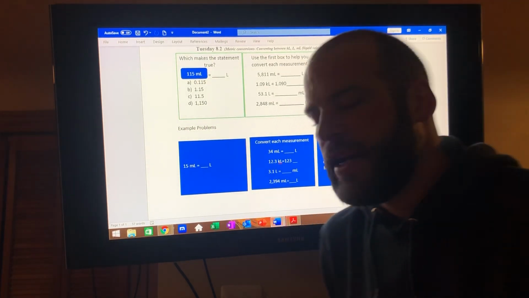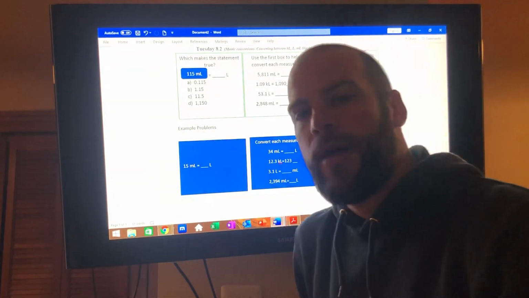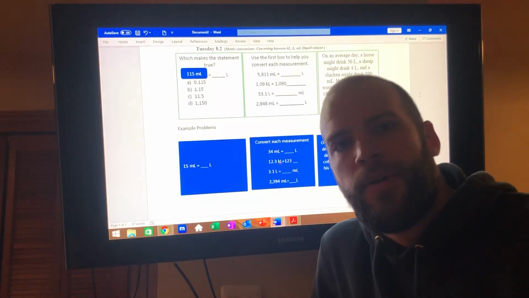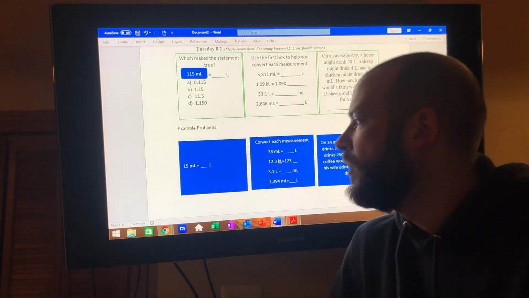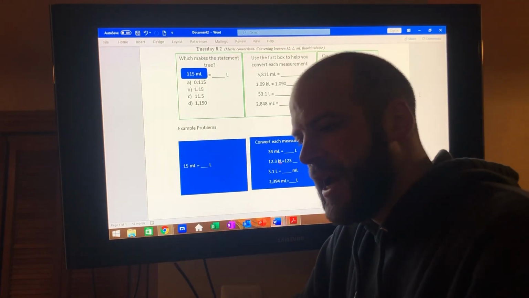To give you a better idea, I came up with 3 example problems for me to go through that are very similar to the problems that you're doing today. So the first one is 15 milliliters is equal to how many liters?